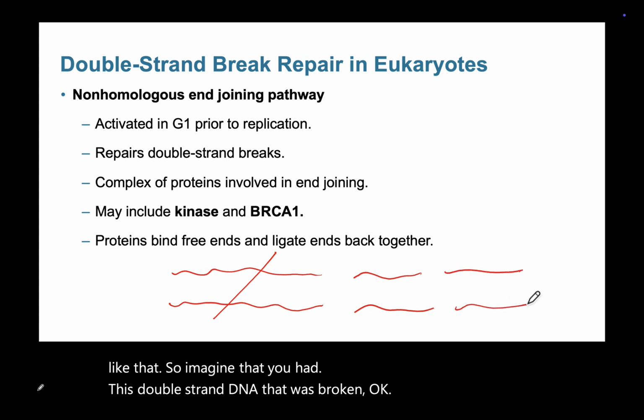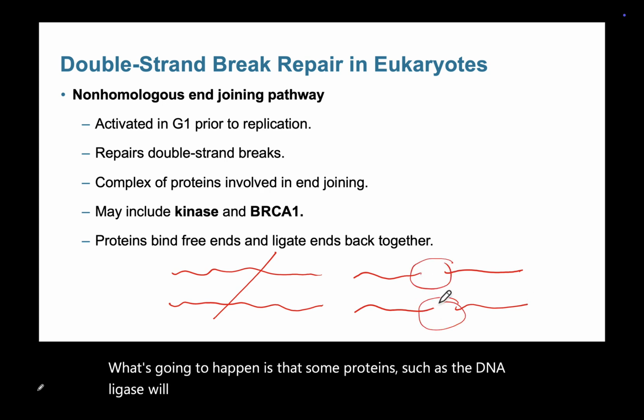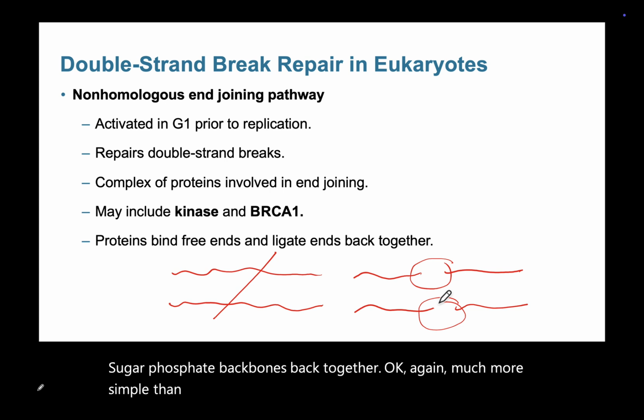What's going to happen is that some proteins, such as the DNA ligase, will bring those portions of the sugar phosphate backbones back together. Okay? Again, much more simple than the homologous recombination repair system.